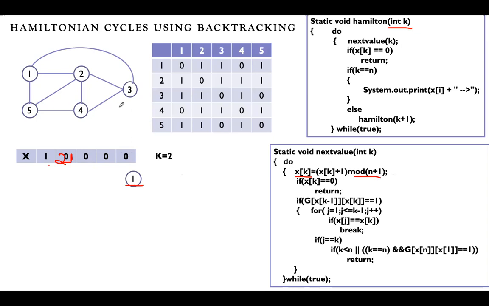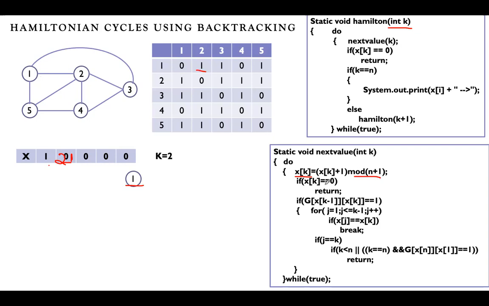So it proceeds further. Now that value will become 2. Next thing is you have to check whether there is an edge between the previous vertex and this present value. Now present value is 2 and the previous vertex was 1. 1 to 2, there is an edge. Obviously, there is an edge between 1 to 2, so you can consider 2 in this place.